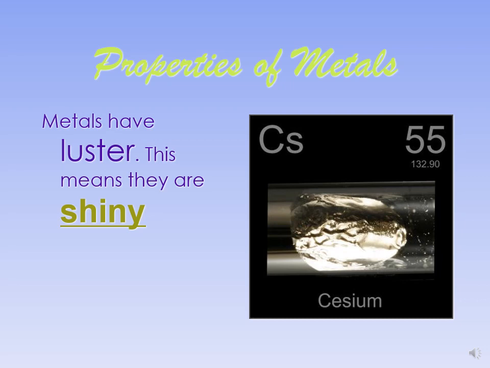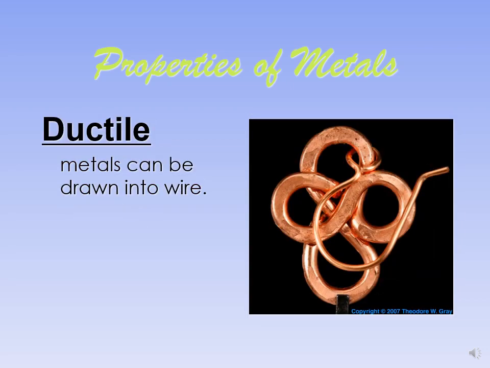So what properties do these metals have? Well, metals have luster, and that means that they're generally shiny in their elemental form. If they oxidize, say you have iron that is oxidized, it turns to rust, it loses its sheen and its shininess and its luster. These metals are also ductile, which means that you can draw them into a wire by essentially pulling on the atoms.